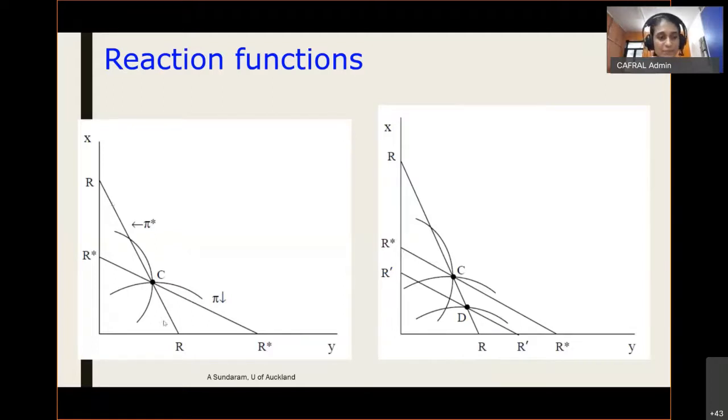The intersection between RR and R star is the Cournot-Nash equilibrium. In this case, the Cournot-Nash equilibrium is at point C, where each firm is playing the best response to the other firm. Once the tariff comes in and the reaction function shifts to R prime, the new equilibrium is at point D. So the new Cournot-Nash equilibrium in this case is point D. What happens at point D is exactly what the government wants to happen with a tariff: we have shifted market share away from the foreign firm towards the domestic firm. That's the whole point behind imposing a tariff here.